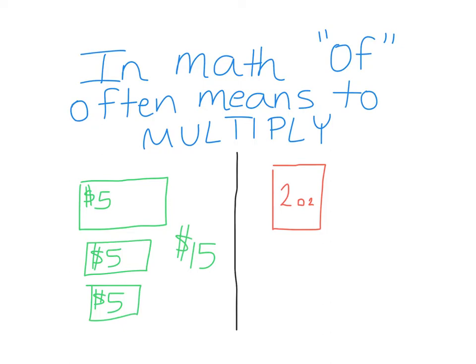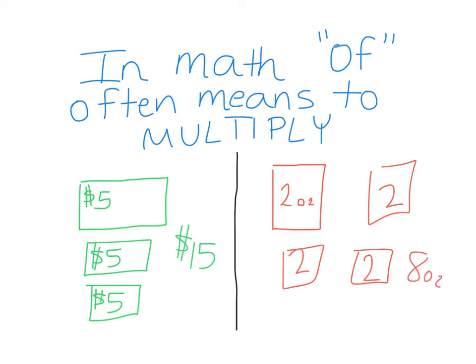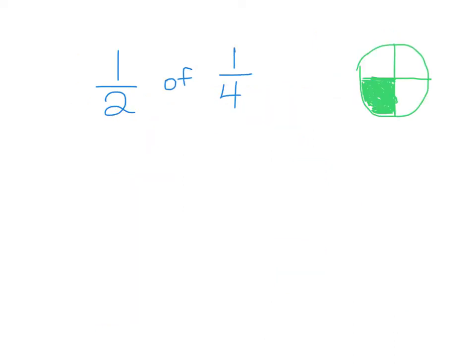On the right, I have 2 ounces of rice. Let's say I have 4 of them. So there's 1, 2, 3, 4 of them. 4 bags of rice. 4 sets of 2 will give you 8 ounces altogether. So I multiplied. So the "of" means to multiply. So now I have 1/2 of 1/4. And we know that means 1/2 times 1/4 because I just told you that "of" means to multiply and I showed you how.